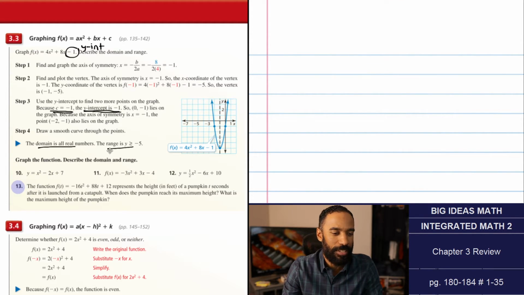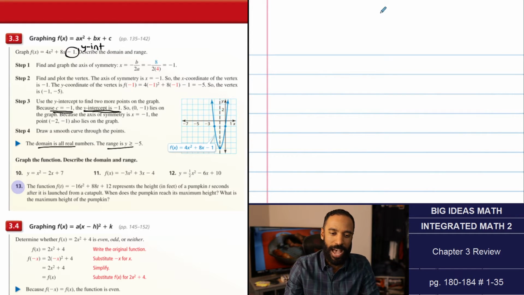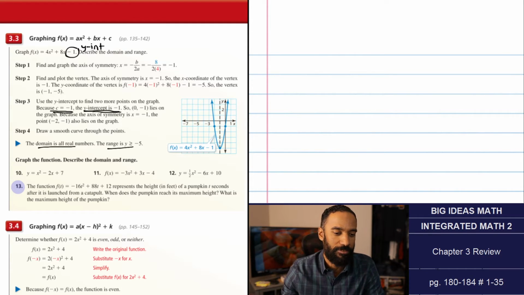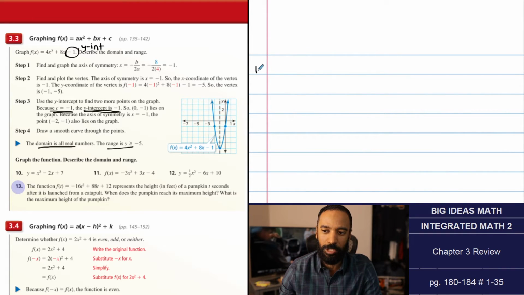Let's look at number 13. The function f of t equals negative 16t squared plus 88t plus 12 represents the height in feet of a pumpkin t seconds after it is launched from a catapult. When does the pumpkin reach its maximum height? What is the maximum height of the pumpkin? So these are all vertex-based questions. We can use negative b over 2a to refer to it without any use of graph. So we'll go ahead and check that one out.